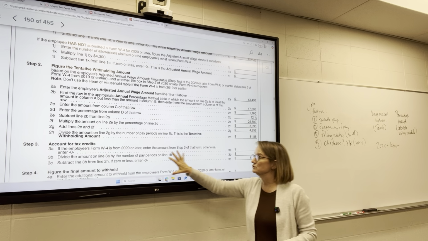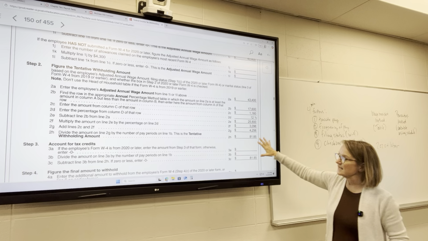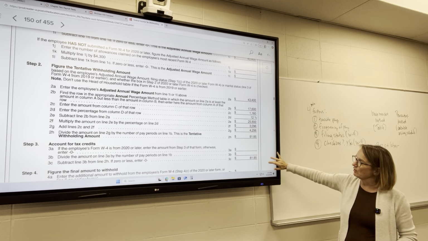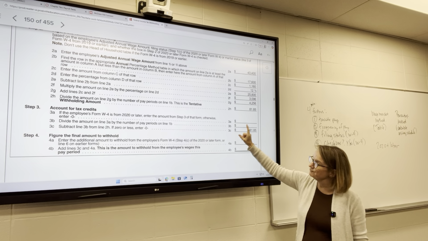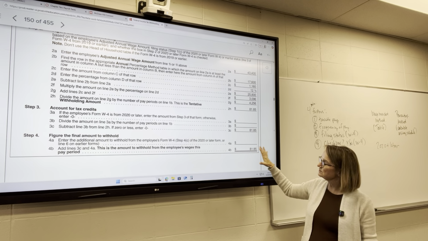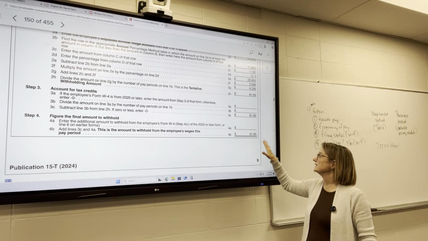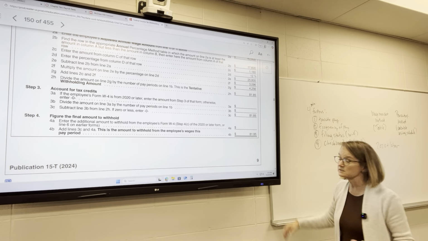In this case, if there are any tax credits, so any amount in step 3, that would be entered here on step 3. If there's an additional amount to withhold in step 4, that would be entered here. There wasn't in this particular case, so they calculated $81.85 as the amount to withhold for this pay period.